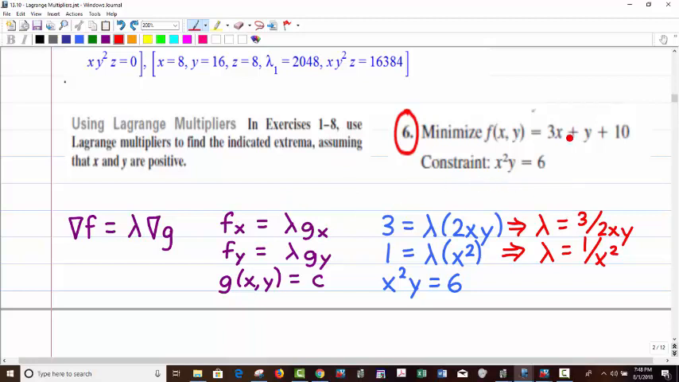So the constraint equation, which is f, that's the left side. So the x partial will be 3. And then the constraint for the g right here on the right side, with respect to the first partial with respect to x, will be 2xy, and there's the lambda. And then for the next one, fy, the y partial here would be 1. Here's lambda. This constraint, x squared y equals 6, with respect to y would just be x squared, so you have lambda equals x squared. And then here's the constraint equation. So we have 3 equations here and 3 variables.